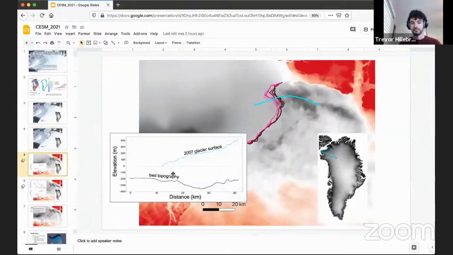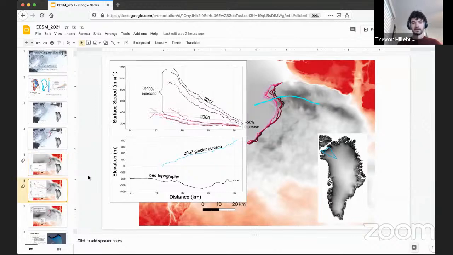And this is particularly concerning because of the bed topography behind this retreating portion of the terminus. So everything below sea level is in gray here, and this dark gray patch is about 300 to 400 meters below sea level. So along this rough flow line, we see the 2007 glacier surface in blue, and we see that it's not yet reached this ever deepening bed. But if we look at a series of surface speed from 2000 to 2017, we see this near tripling of surface speed at the glacier front and a 50% increase or so 20 kilometers up glacier, even though it hasn't yet retreated down this backsloping bed.